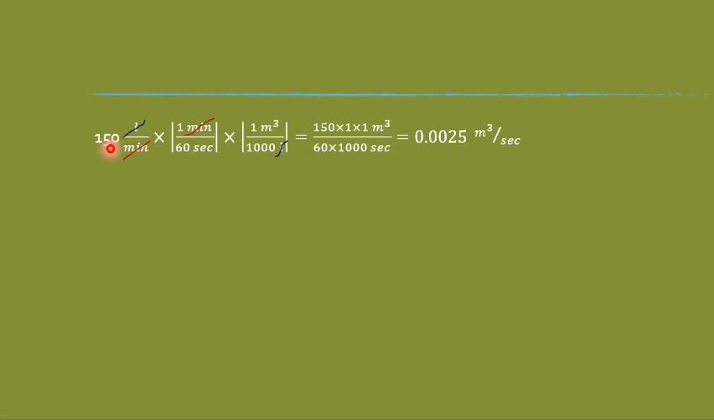Then we have 150 times 1 times 1 cubic meter over 60 seconds times 1000. We use our calculator. Then we have it, the answer will be the value 0.0025, and every number should be followed by its unit, the cubic meter over second.